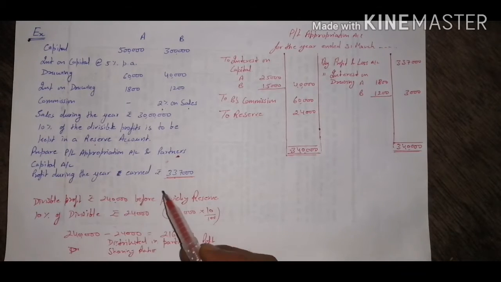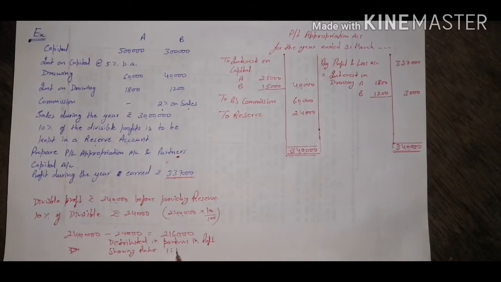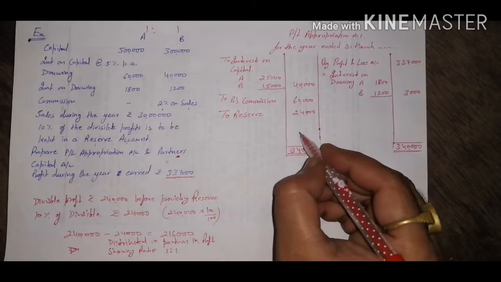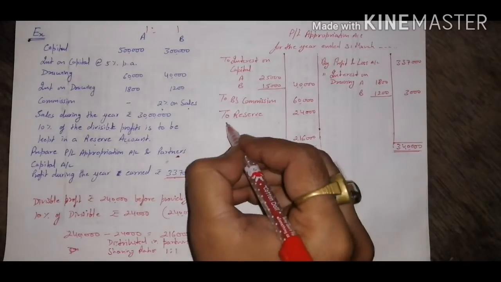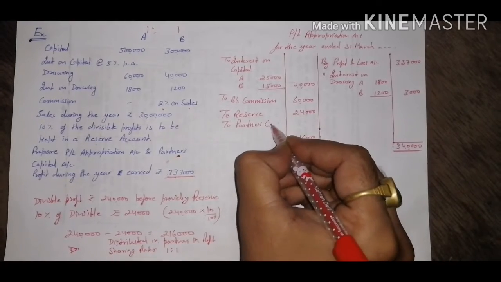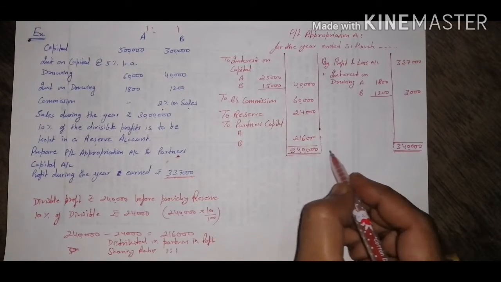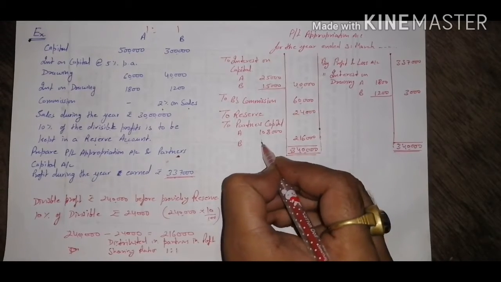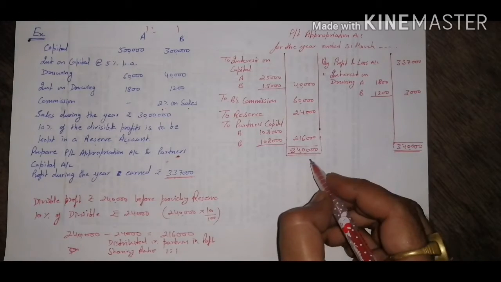In this question, the profit sharing ratio is not given. In the absence of a partnership deed, the profit sharing ratio will be equal, 1:1. Now, the profit amount of 2,16,000 is distributed to partners A and B in equal proportion, 1,08,000 and 1,08,000. Now the P&L appropriation account is complete.